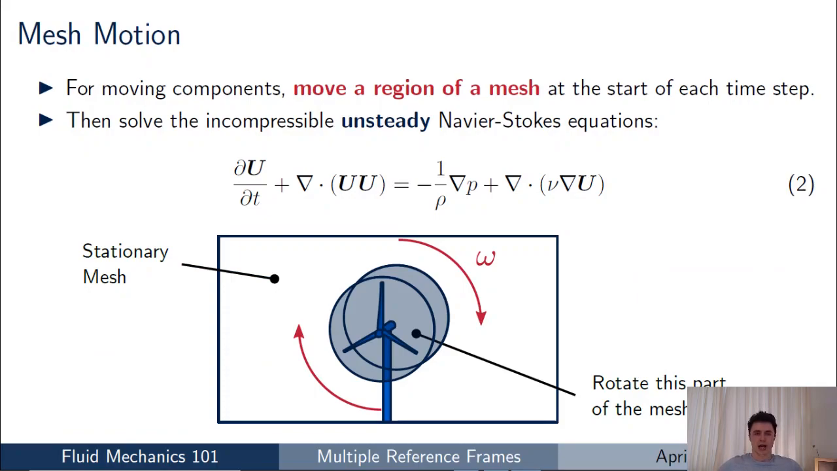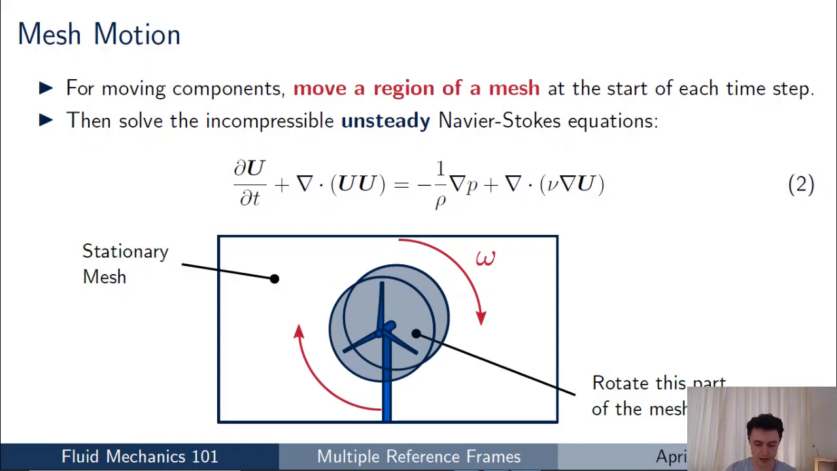But if we're looking at turbomachinery, so say a wind turbine, for example, or gas turbines, or an impeller, or some kind of mixing system, then we're interested in moving components. And the way we account for these in CFD applications is we create separate regions in the mesh, and then what we do when we solve the equations is we start by physically moving the section of the mesh at the start of each time step.